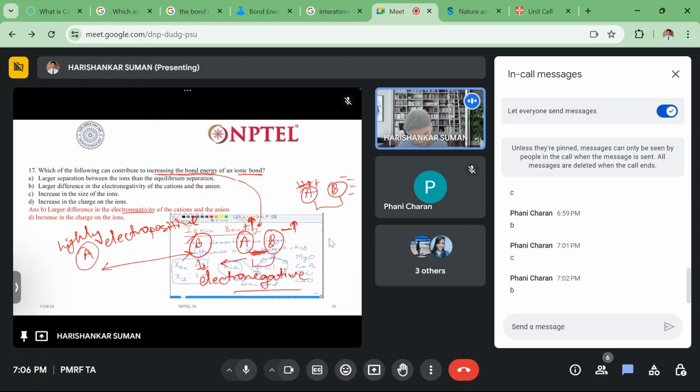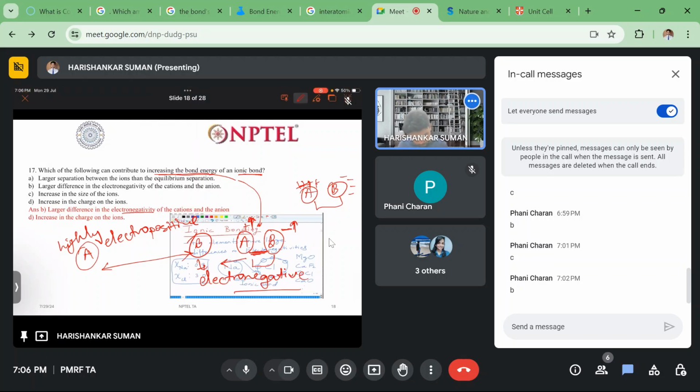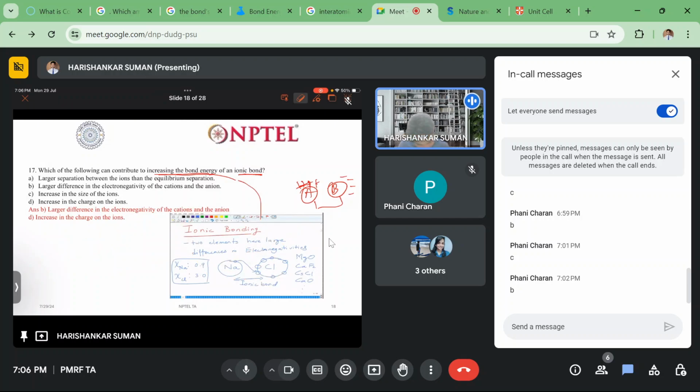Let's go. Sorry, let me show you also here, by lecture screenshot. Ionic bond. If the two elements have a large difference in electronegativity, this is the ionic bond, and also the increase in the charge on the ions.